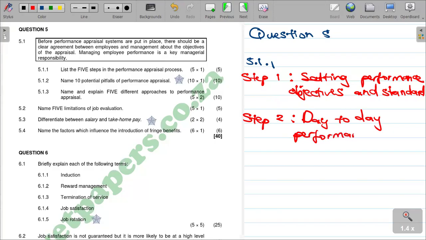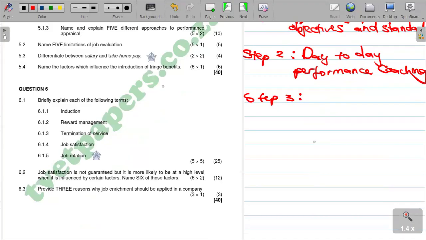Performance coaching. Number 3, that's when there will be a formal performance review and appraisal. Formal performance review and appraisal.